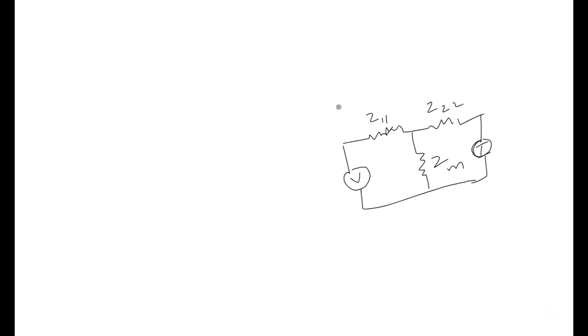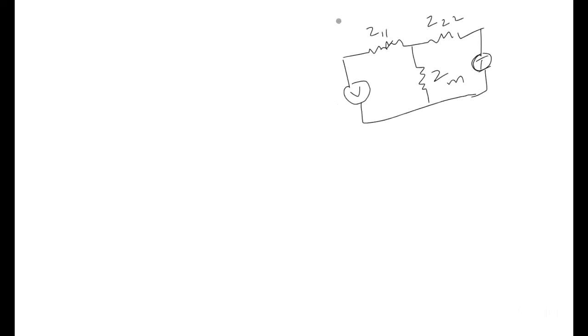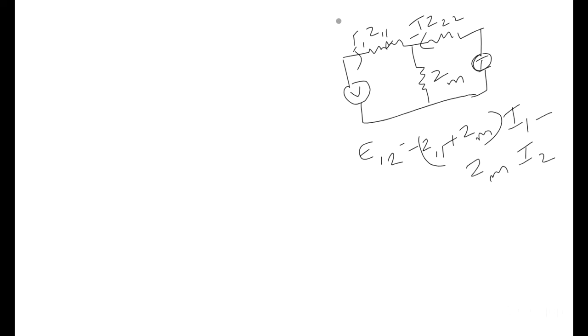From the first part, first voltage, E12 we are writing. E12 is equal to... In the first, I1 current is flowing. In the second, I2 current is flowing. So the first expression we wrote: E12 equal to Z11 plus Zm times of I1, second mesh minus Zm times of I2. This is equation number 1, or in the textbook 15.2.